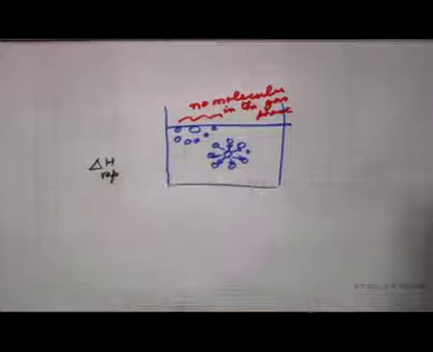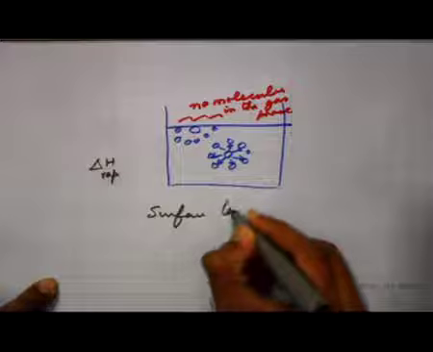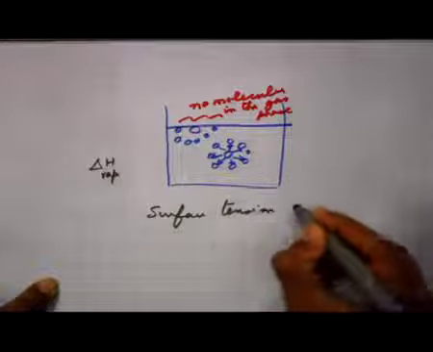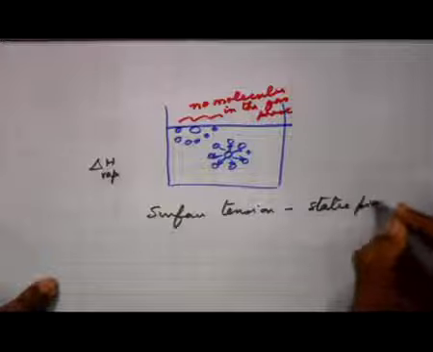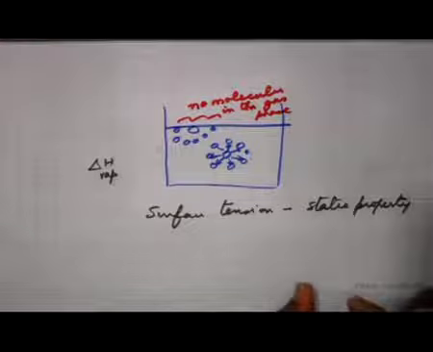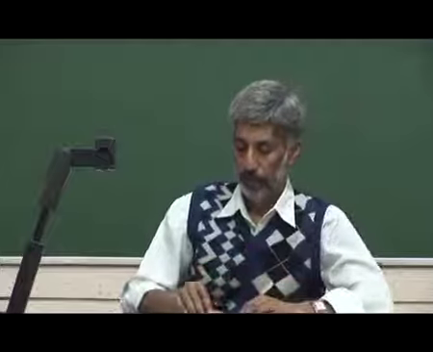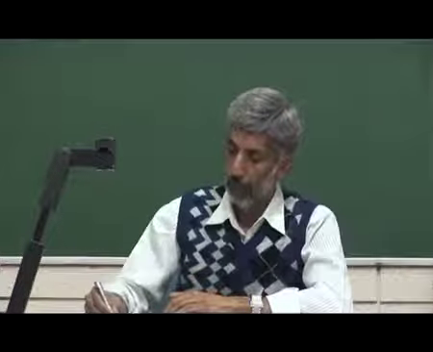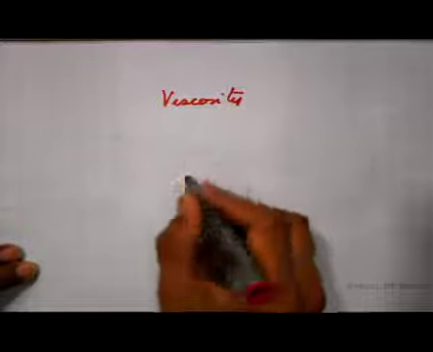So, this is with regard to surface tension. This surface tension is a bulk property. It is a static property. Now, the other thing that we will look at quickly is viscosity. Viscosity is a flow property. So, it is a dynamic property.